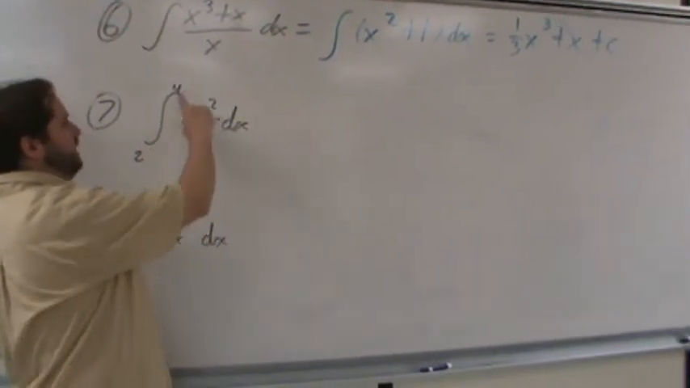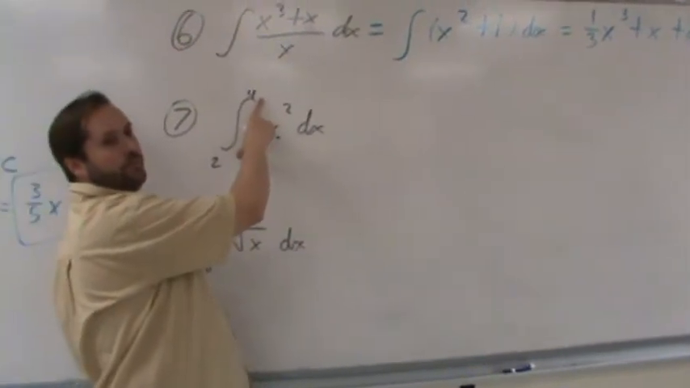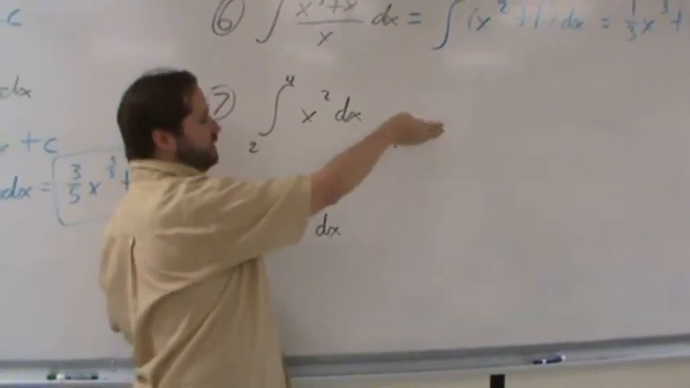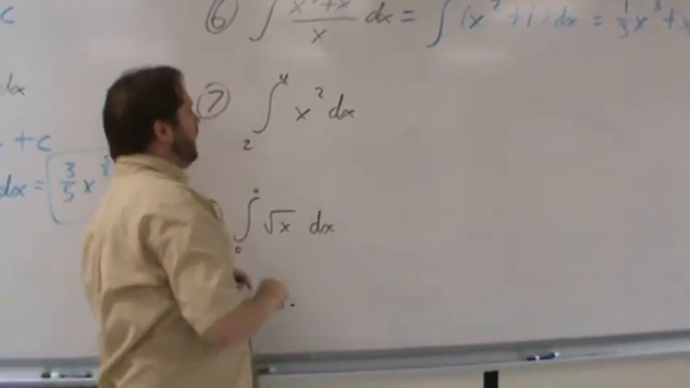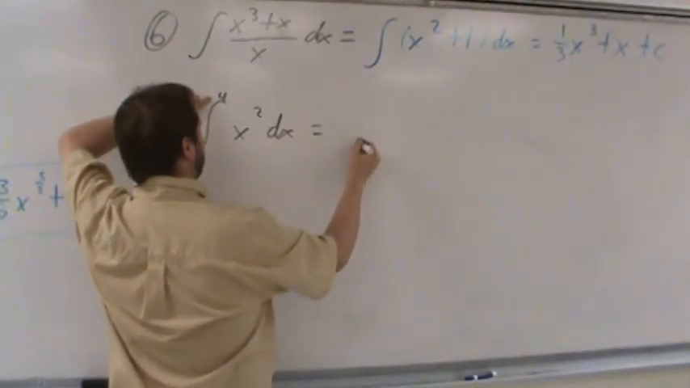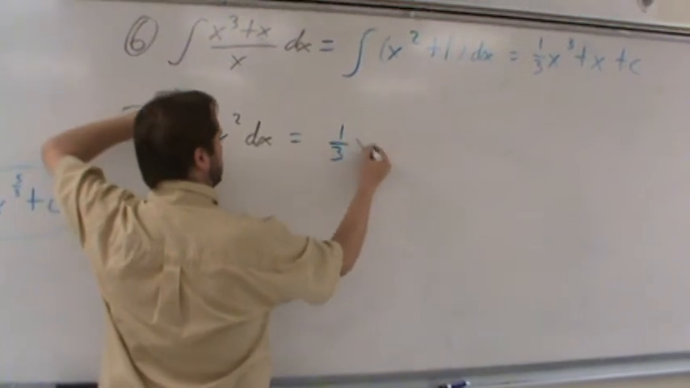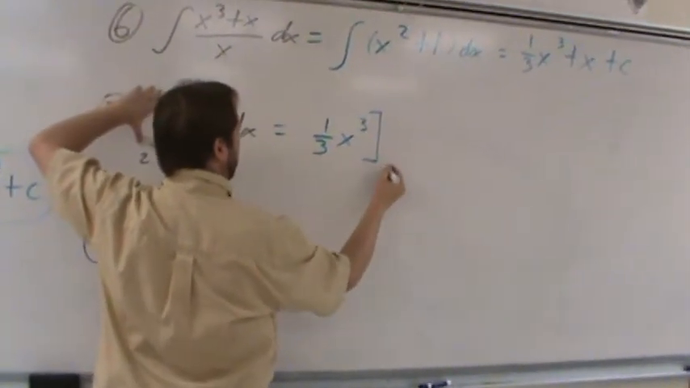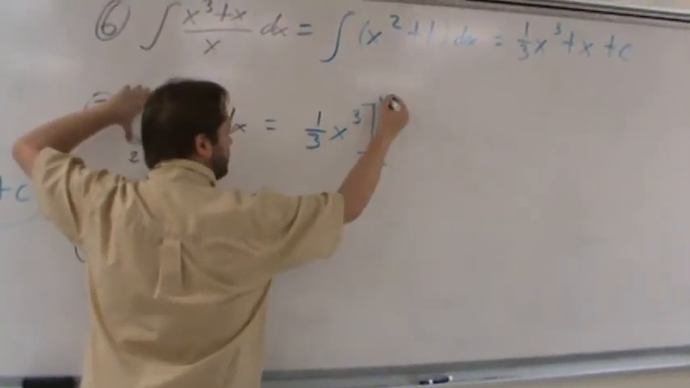Number 7. Now we finally got a definite integral. We no longer need to worry about the plus c. The c's would cancel out if we were to plug them in. So integrating this gives us 1/3 x cubed, and we're going to evaluate that from 2 to 4.